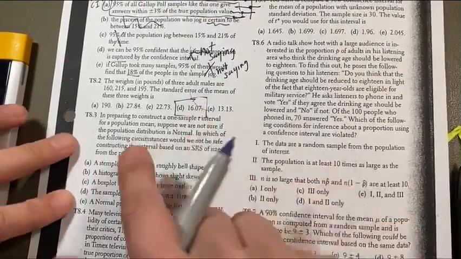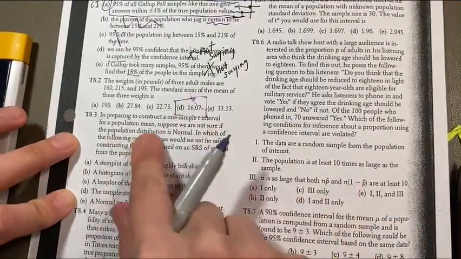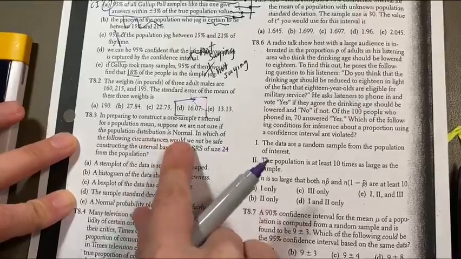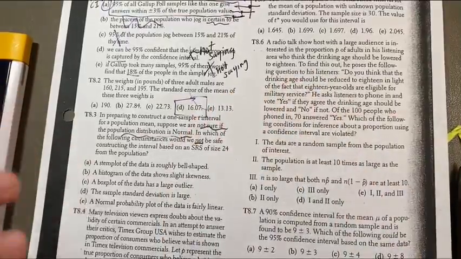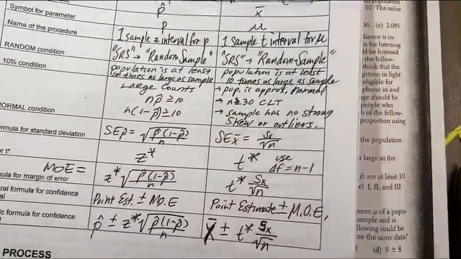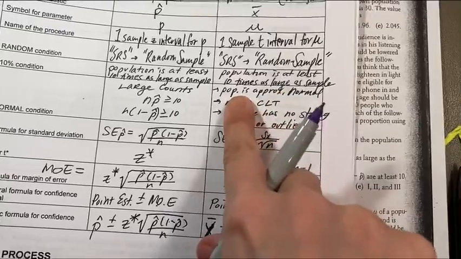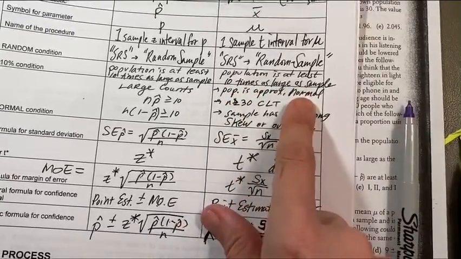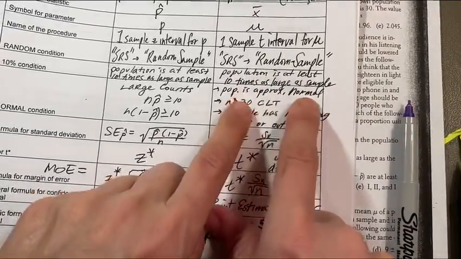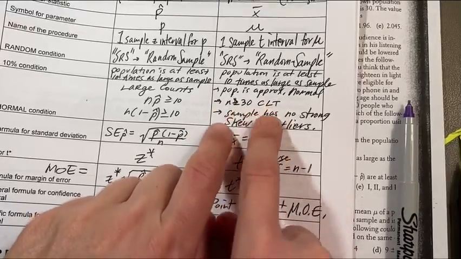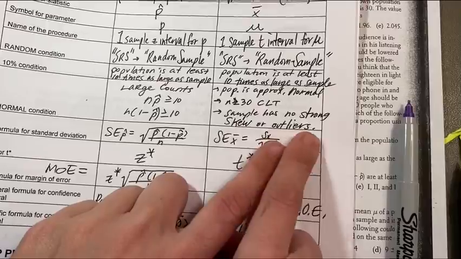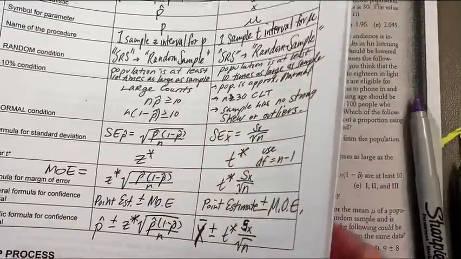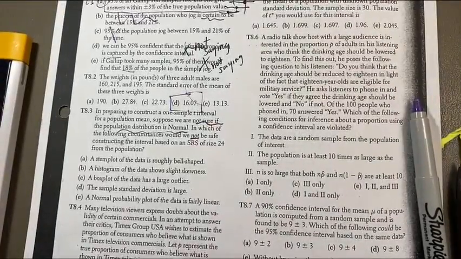Question 8.3. In preparing to construct a one-sample t-interval for the population, we're not sure it's normal. In which of the following circumstances would it not be safe? Okay, so we go back here, and we're definitely doing a mean, and if the population's approximately normal, we're good. Now they're saying it's not. So we need n to be greater than 30, or the sample has to not be strongly skewed or have outliers. So let's keep reading.